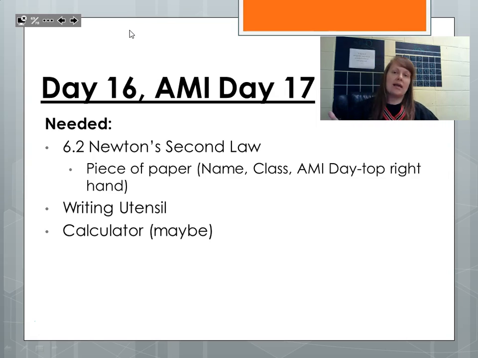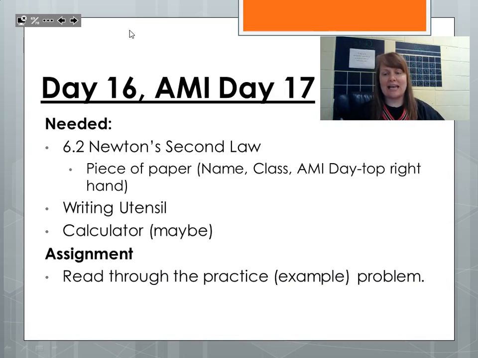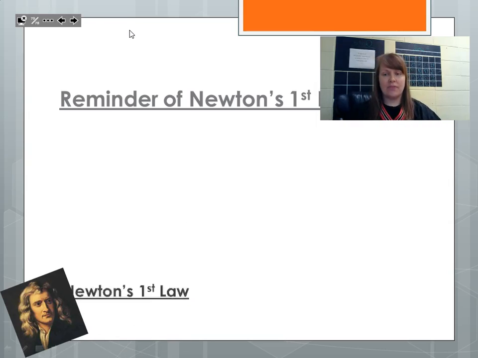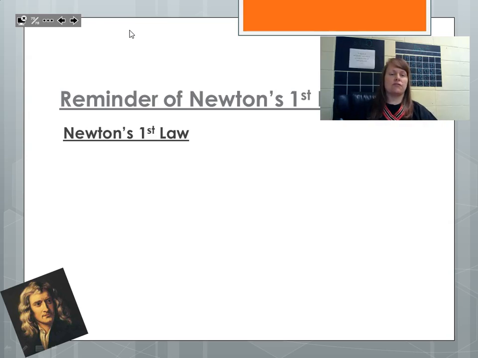If you can remember how we found acceleration, we were doing 3-point equations, and there will be division and multiplication of fairly large numbers. So you do need a calculator. Grab a phone, grab a calculator, grab your dad who can do good mental math. The assignment for today is to read through the practice example problems, which you're going to do together, and then complete numbers 1 through 7.